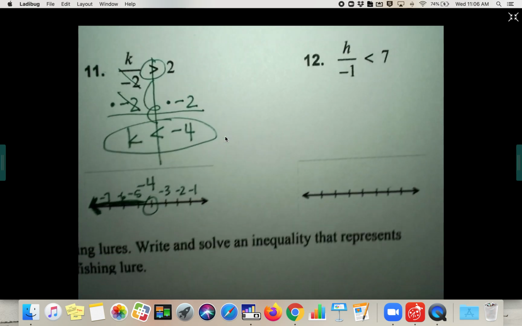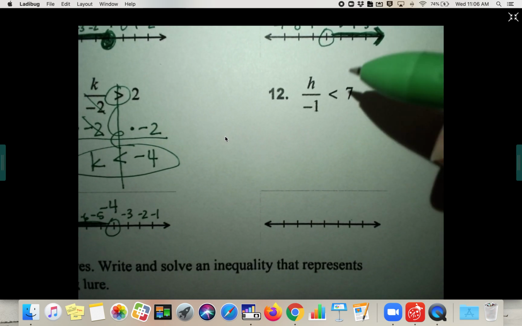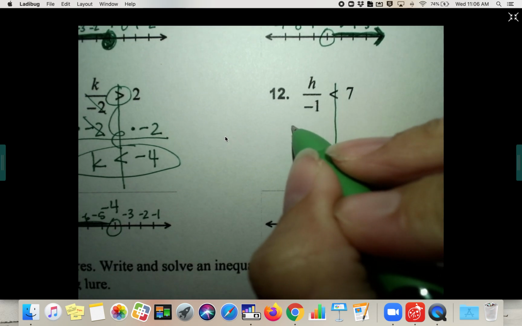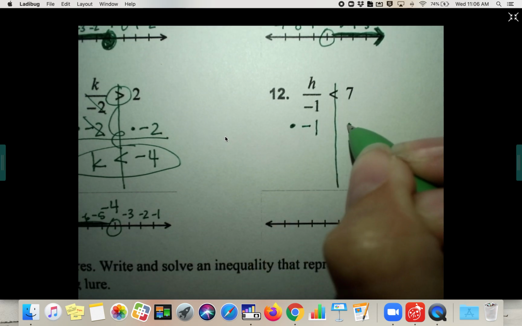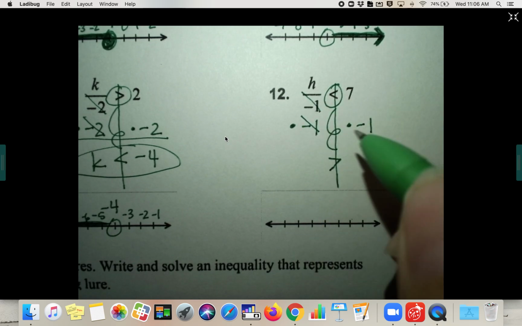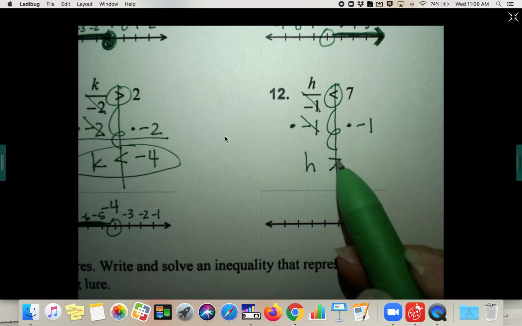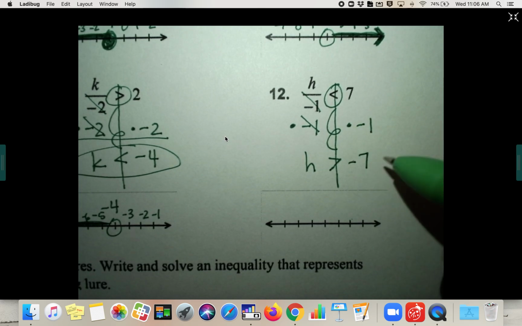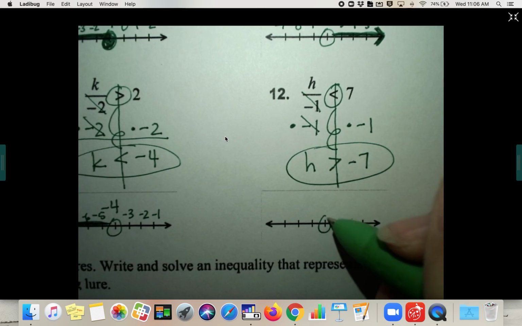All right, last one of these. H is being divided by a negative. So we are going to multiply by -1. And when you multiply by a negative on both sides, you got to flip that symbol the other way. All right, that leaves h is now greater than 7 times -1, which is -7. So let's go graph that.